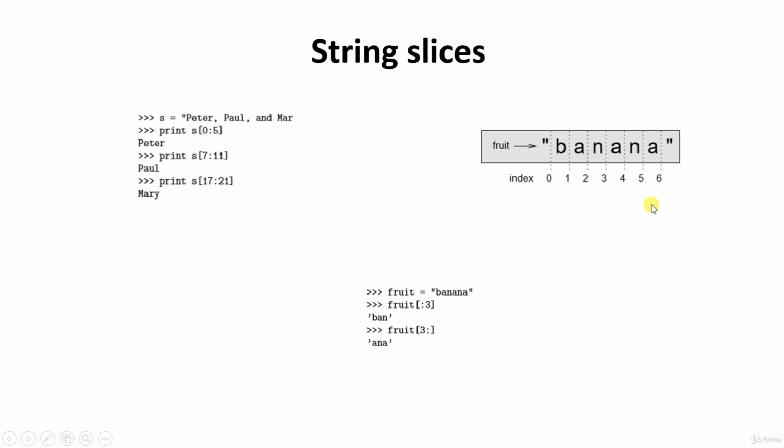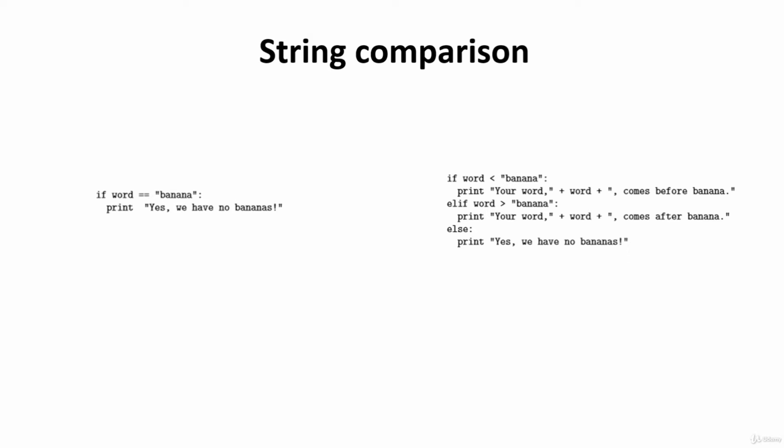If you omit the first index before the colon, the slice starts at the beginning of the string. If you omit the second index, the slice goes to the end of the string. Those look like this. Then what do you think s[:] is equal to? What does that mean? Now we'll discuss string comparison.